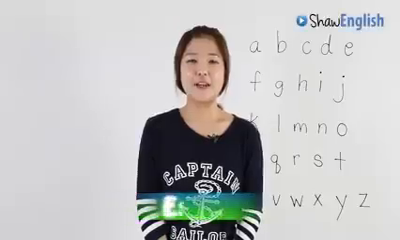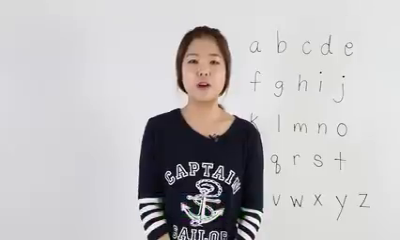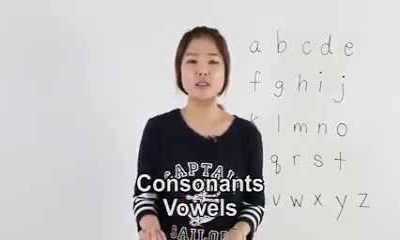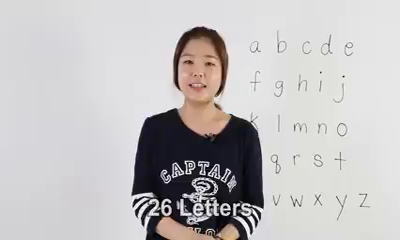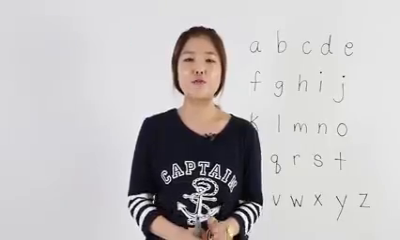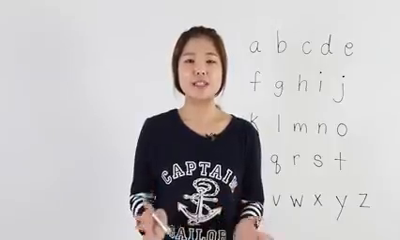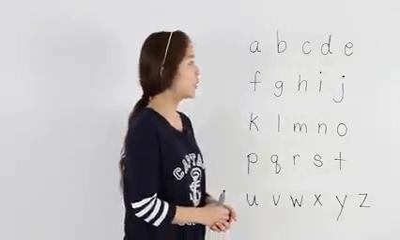Hi everybody, and welcome to this video. Now in this video, I want to talk about the difference between consonants and vowels. Now in the English alphabet, there are 26 letters. And in the alphabet, there are 5 main vowels and 1 special vowel. And the rest are consonants. So let's look at the board.